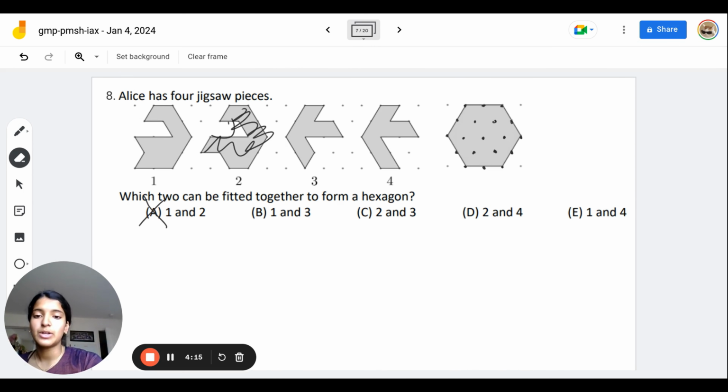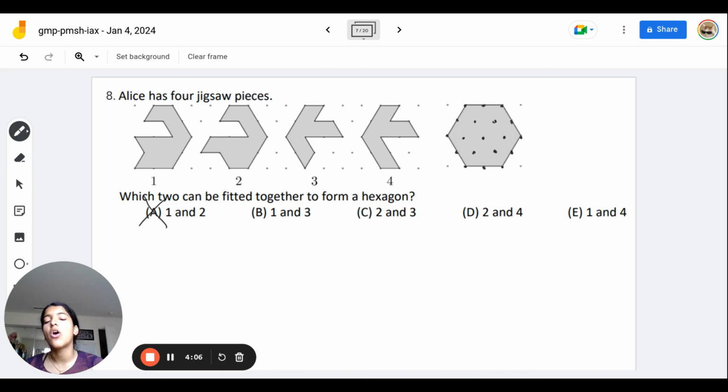But moving on, we're going to look at option B, which says 1 and 3. So when we first look at 1 and 3, we can see that they almost fit together, kind of like a jigsaw puzzle. So we're going to draw those in using the dot grid that I wrote in for the hexagon. So 1 looks kind of like this. Just looking at the shape of 1. And 1, I'm going to color it in. So this entire part would be 1.